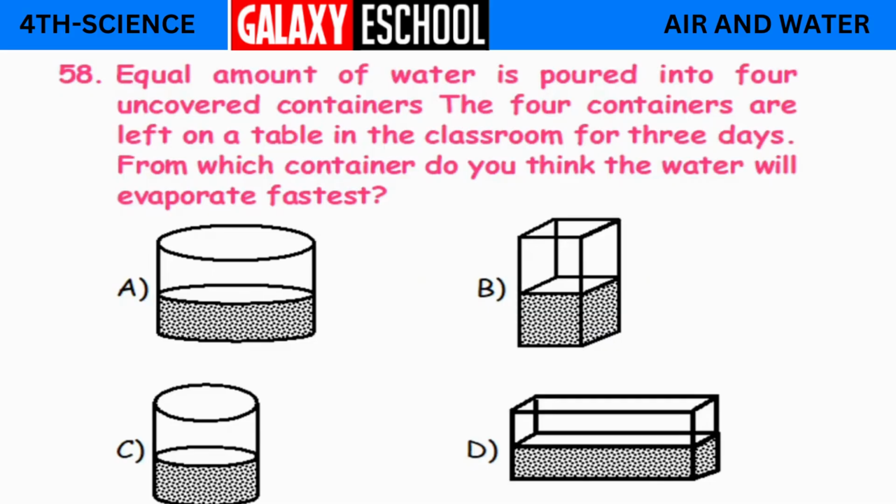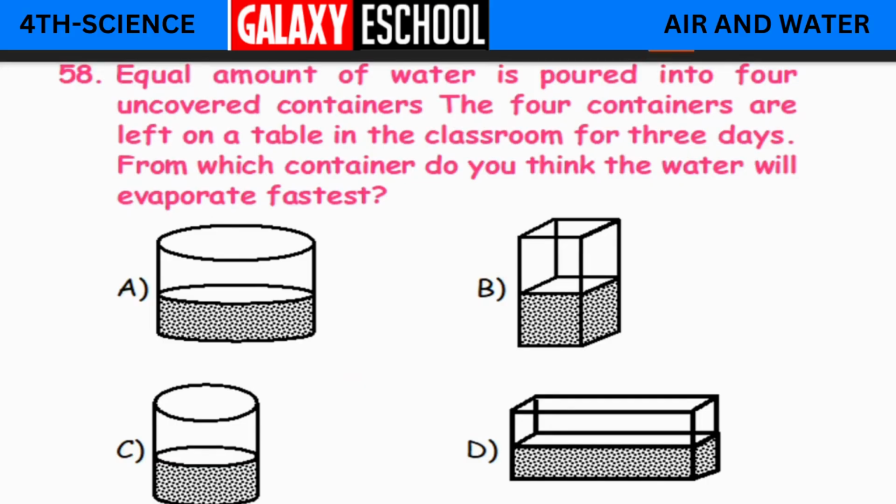Equal amounts of water are poured into 4 uncovered containers. If you see, they are not covered with a lid. The 4 uncovered containers are left on a table in a classroom for 3 days. From which container do you think the water will evaporate fastest?